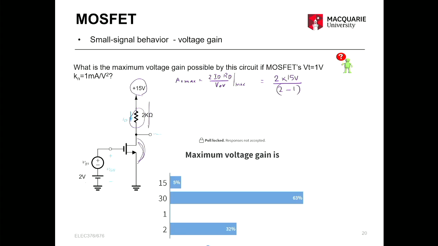So when ID is quite large, the whole 15 volt can be dropped across this resistor, and then 0 volt will be at the output. So ID RD can go up to 15 volt, right? So that is where this 15 comes in as ID RD. So 2 times the maximum value of ID RD, which is 15, divided by the overdrive voltage, which is 2 minus 1, will give you 30 as the maximum amplification.